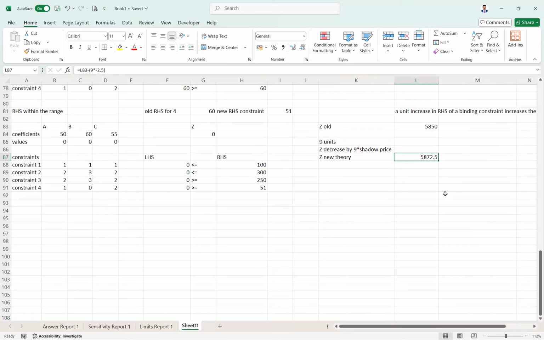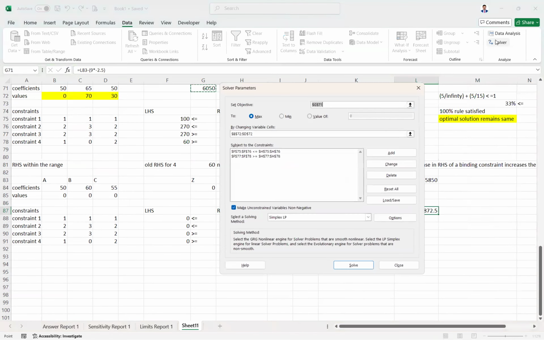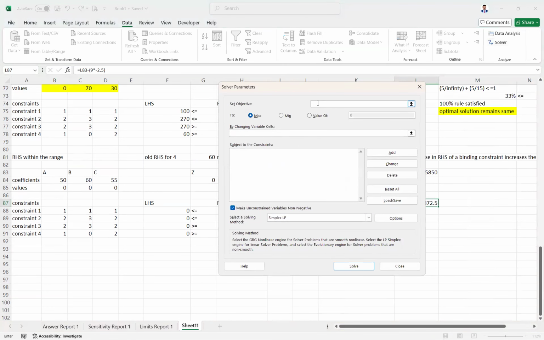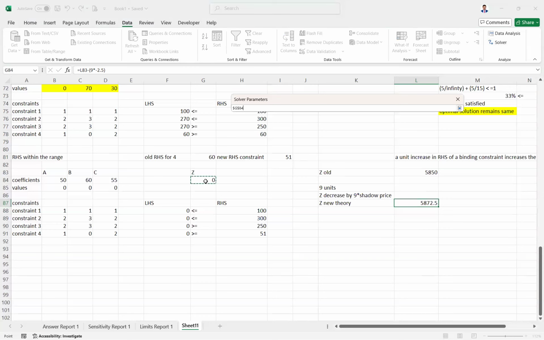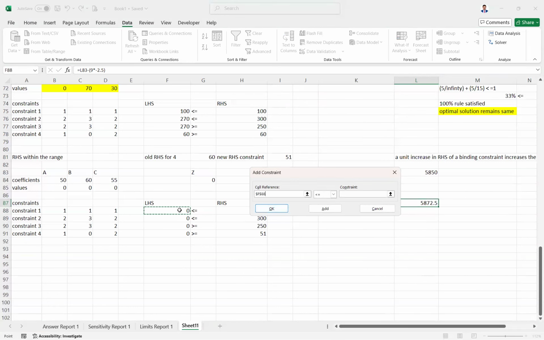Now let us check if it is actually following the theory. Data, Solver, Reset. Then your objective function. If your window is obstructing the screen, then just press this button. So you can select your Z, then click it again and your window will appear. Then maximize, changing these three variables, with constraints. These two are less than or equal to, then these two. Add the next two constraints.